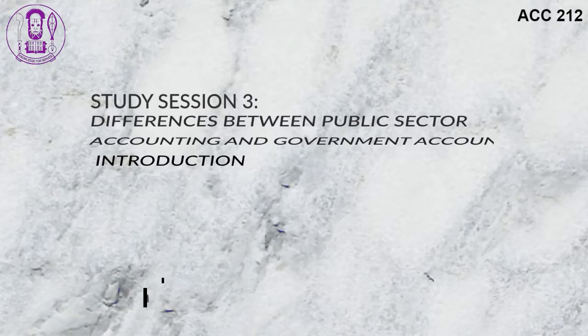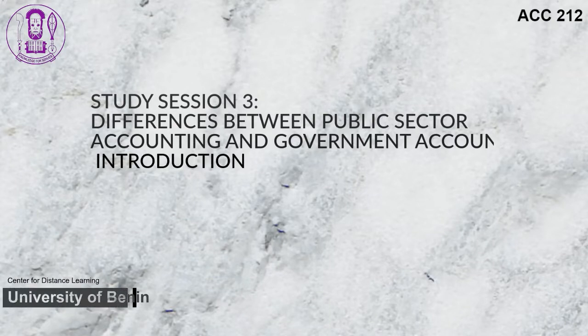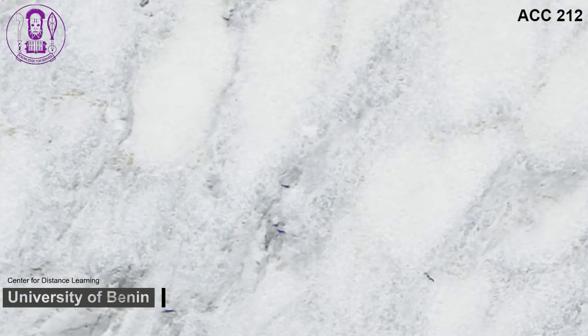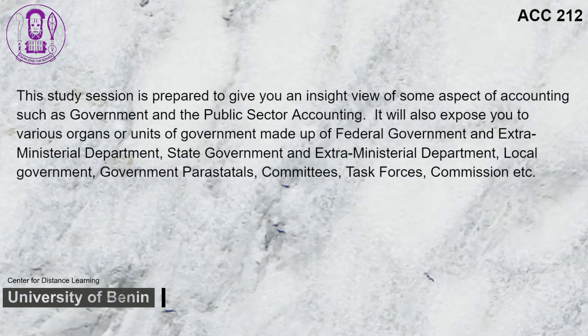Study Session 3, Differences between Public Sector Accounting and Government Accounting. Introduction. This study session is prepared to give you an inside view of some aspects of accounting such as government and public sector accounting. It will also expose you to various organs or units of government made up of federal government and extra-ministerial department, state government and extra-ministerial department, local government, government parastatals, committees, task forces, commission, etc.